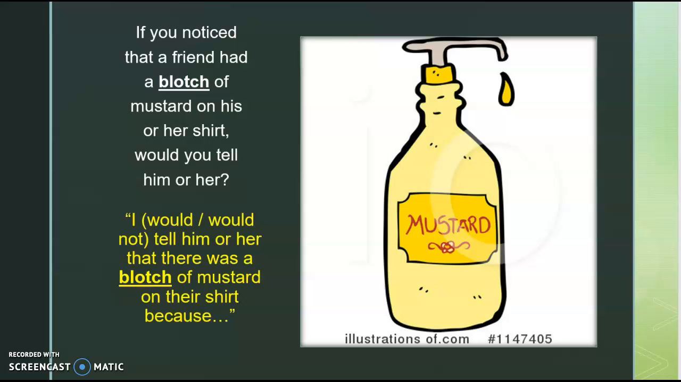If you noticed that a friend had a blotch of mustard on his or her shirt, would you tell him or her? If you have someone next to you, you can turn and talk or think to yourself.